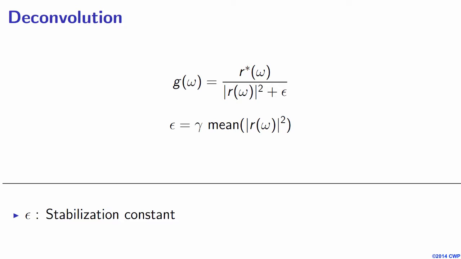If R of omega is equal to 0, you're essentially dividing 1 by 0, and so your signal would blow up, we wouldn't get a very good focus. The stabilization term epsilon, we say, is equal to just a constant scalar factor gamma times the mean of R omega squared. And one of the things we'll play with today as well is to play with this gamma value and see how it affects our focus.